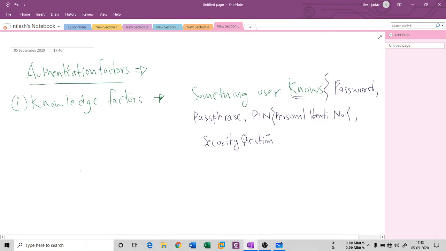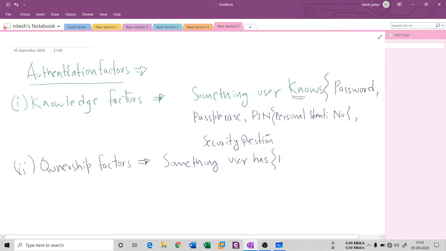Second is the ownership factor. I cannot see the mouse actually. I'm so sorry. Yeah. Here, it's an ownership factor. So what is the ownership factor? Something the user has, in physical form. Something the user has, maybe logical or physical.